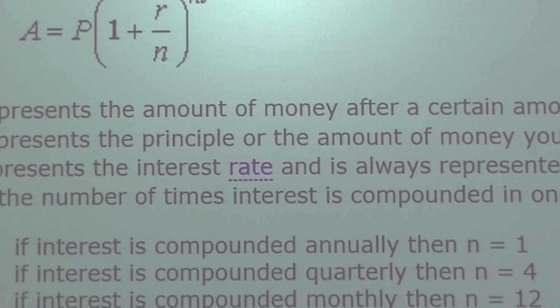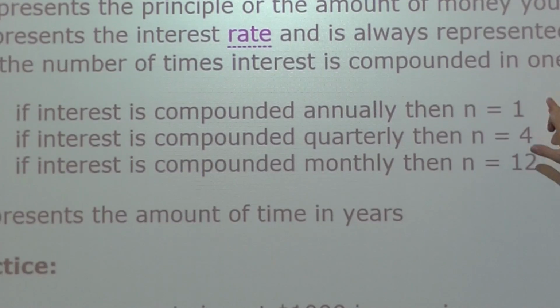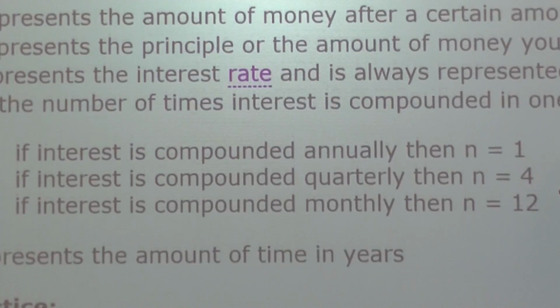So if it's compounded annually, it means once. If it's compounded quarterly, it's 4. If it's compounded monthly, it's 12. If it's compounded bi-weekly, it's going to be 26, because that means it's compounded every 2 weeks, and there's 52 weeks in a year. And t represents the amount of time in years.